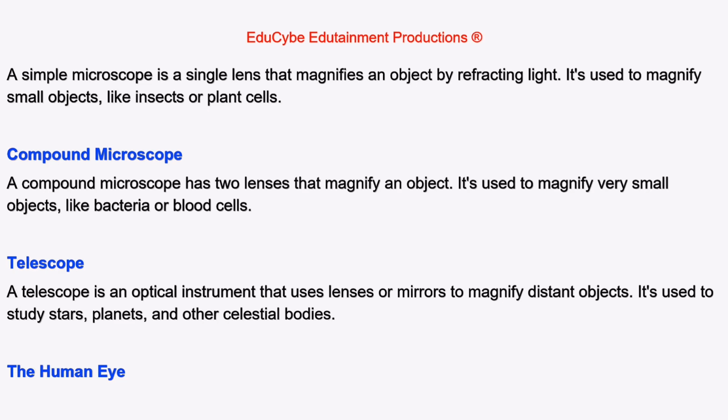Compound microscope. A compound microscope has two lenses that magnify an object. It's used to magnify very small objects, like bacteria or blood cells. Telescope. A telescope is an optical instrument that uses lenses or mirrors to magnify distant objects. It's used to study stars, planets, and other celestial bodies.